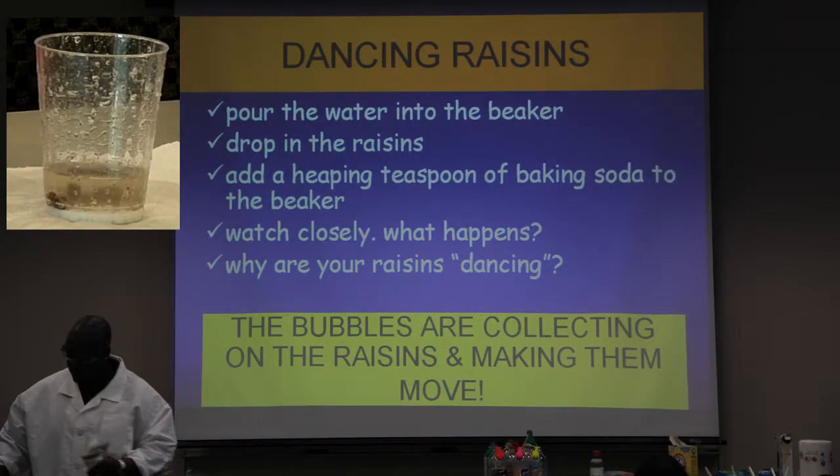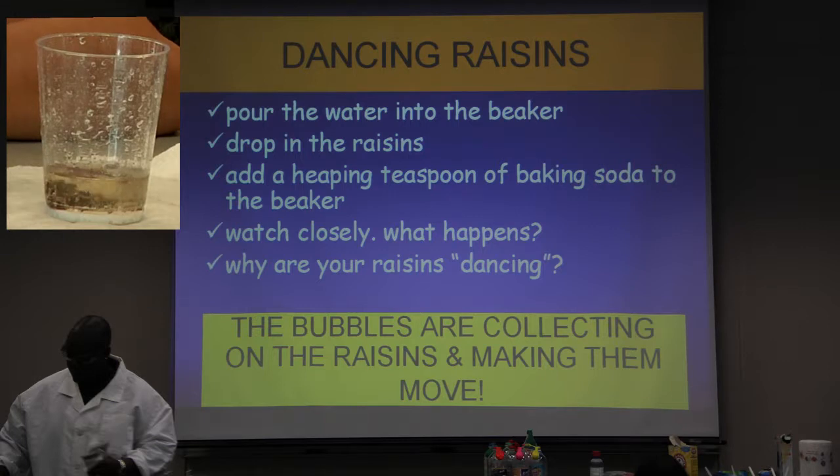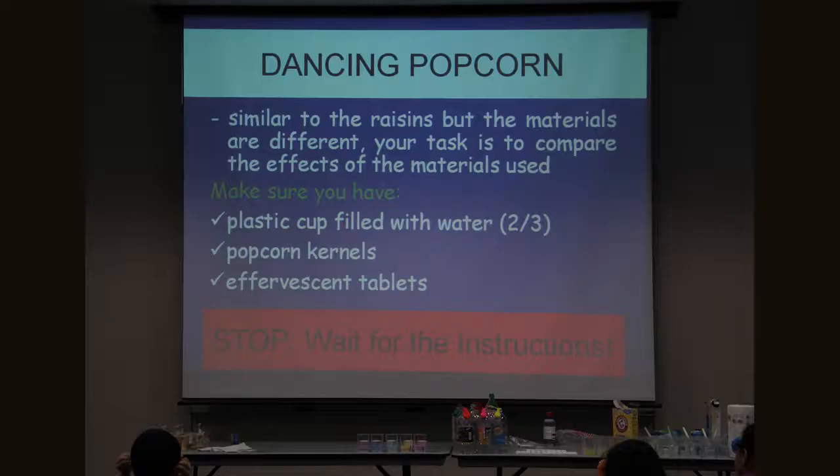And yes, when you had the vinegar and the baking soda, when they reacted together, they made the gas. The gas collected on the raisins, and that's what made them float up. And once the gas reached the air or the surface, it let go of the raisins, and that's why the raisins go back down. So that's why it appeared to be dancing. So the bubbles are collecting on the raisins and making them move. Very good explanation.